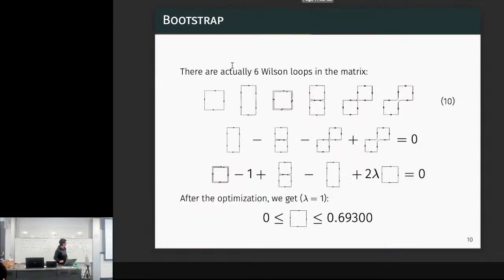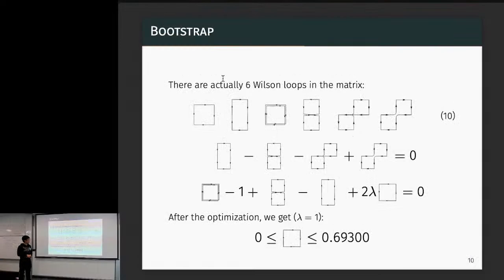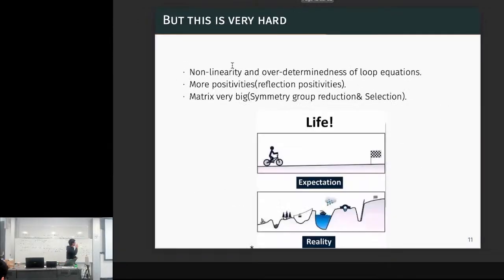So we can wrap things up. In this matrix, which is a 9 times 9 matrix, you will have 6 Wilson loops, and they are further subjected to 2 loop equations. They are all linear. This is a convex problem. So we can set, let's say, lambda equals 1, and you will get a non-trivial upper bound here. So this is the lowest order. The lower bound is still trivial here.